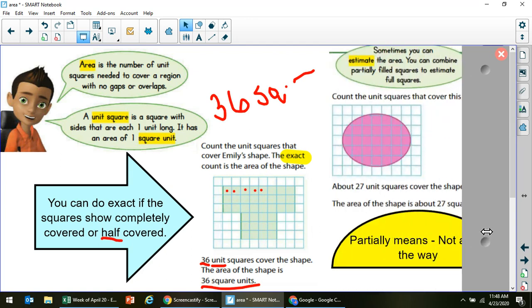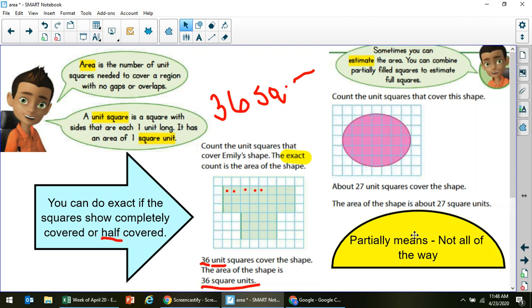Now, what happens if they aren't completely filled in or halves? Then it might be an estimate. Okay, you might have to estimate the area, which means you can combine partially filled. What's partially filled mean? Partially means not all of the way. If you look at this down here, it means that it's not all of the way filled in. So you can combine partially filled squares to then estimate what you think that exact amount is.